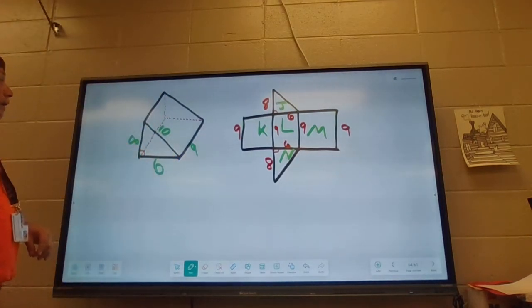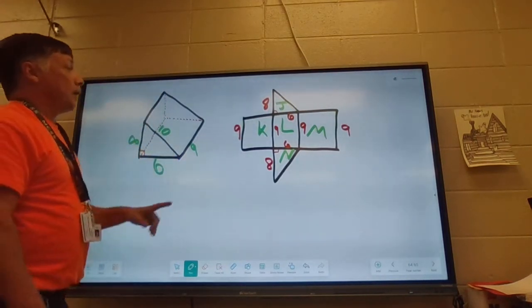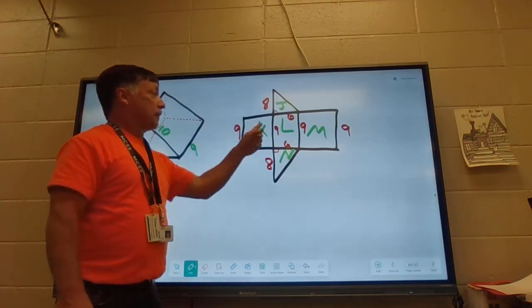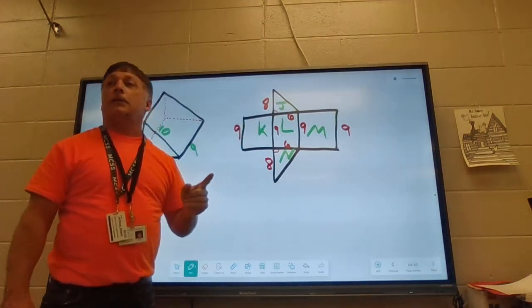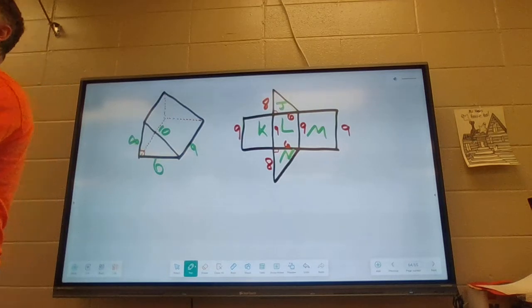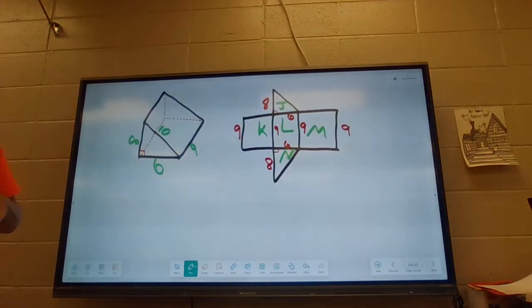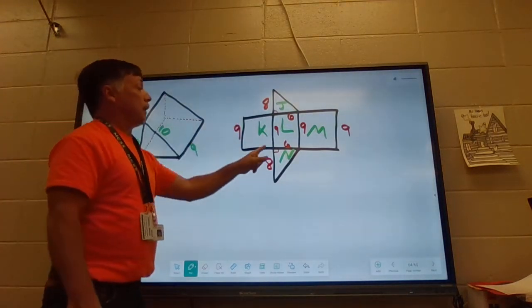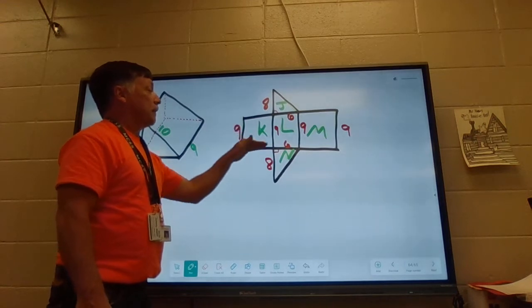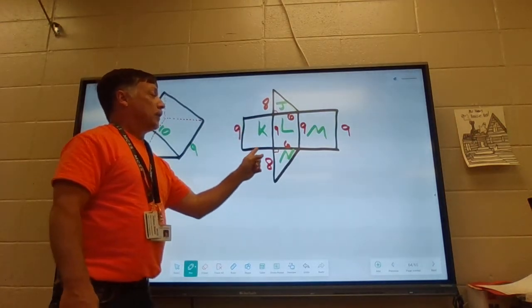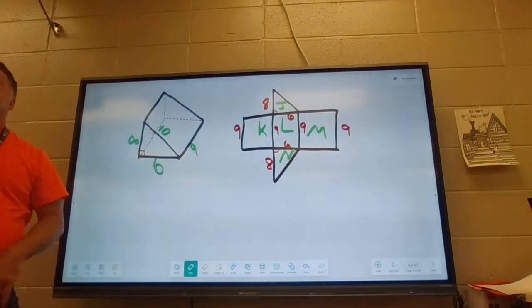Okay, so let's go ahead and do this rectangle right here. This K. We're going to try that. Say if this is the base or the length, what's the width or the height of this rectangle? 10. Okay.